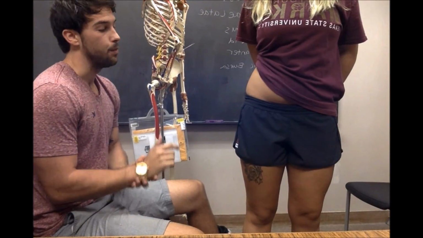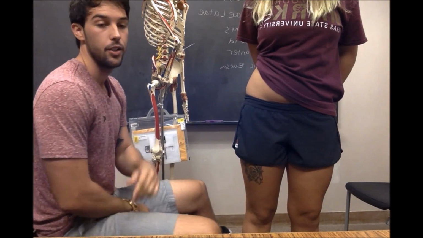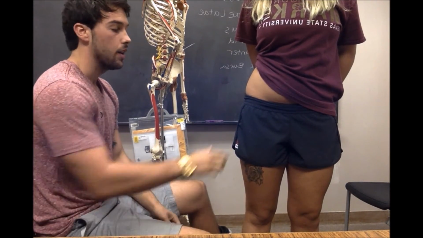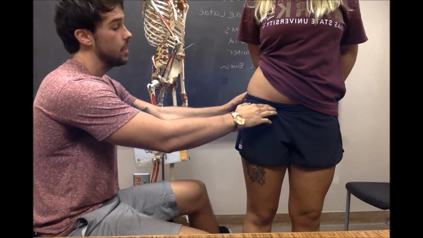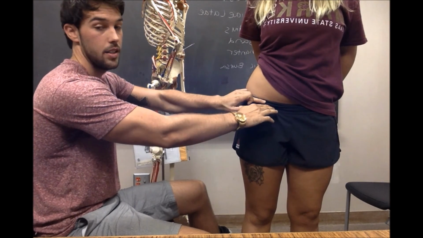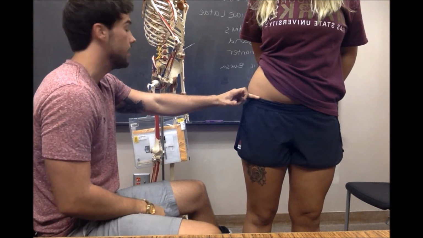Alright, to start off with the palpations, you can have your patient either standing or supine. For the iliac crest, I try to find the ASIS first and the PSIS, and they connect to make the crest. The next one is the TFL.